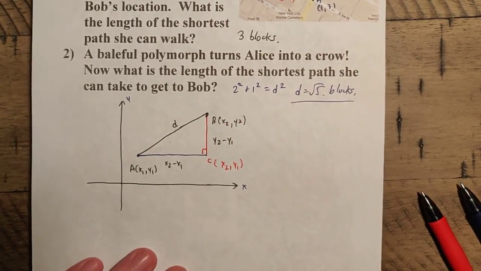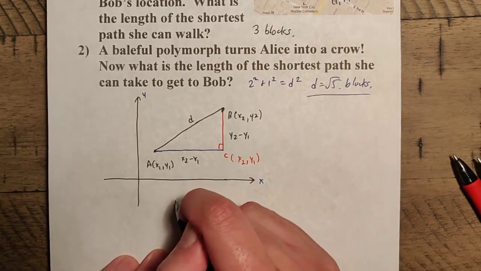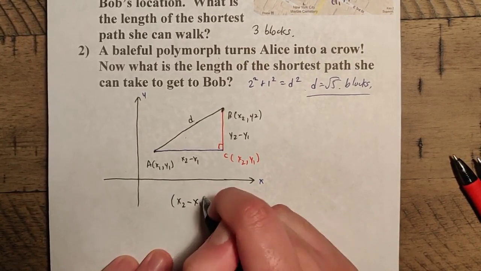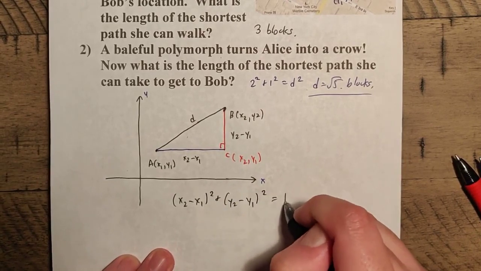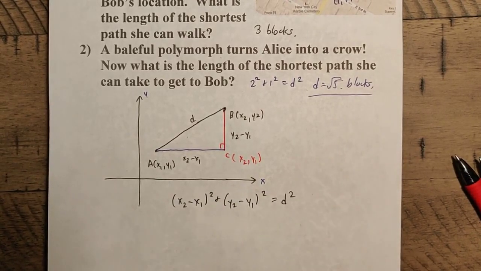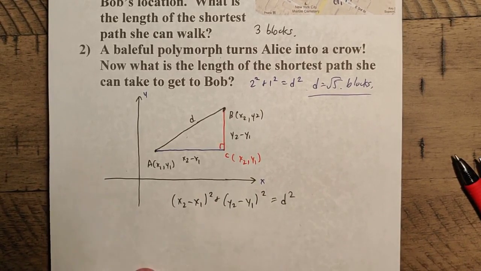So, according to our Pythagorean theorem, we can now put everything together here. Our Pythagorean theorem tells us here that x2 minus x1 all squared plus y2 minus y1 all squared should be equal to d squared. This is just the Pythagorean theorem here. Now, do note that that's d squared. We want to solve for d, so we can very easily just take the square root of everything here.